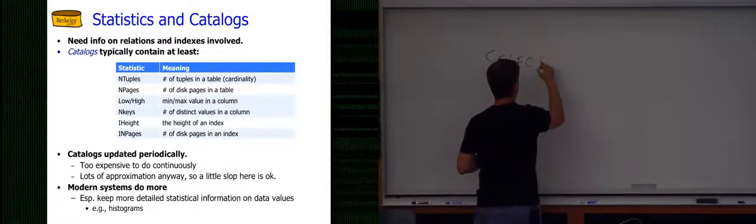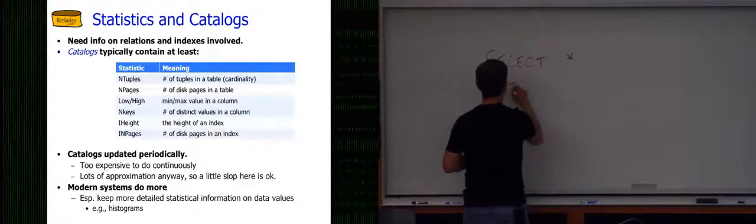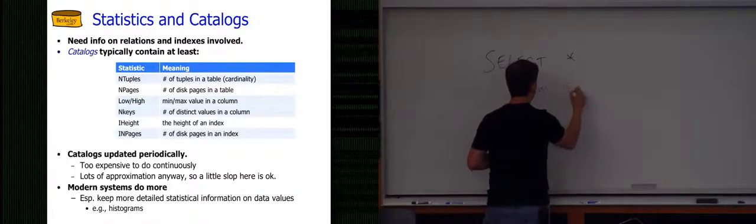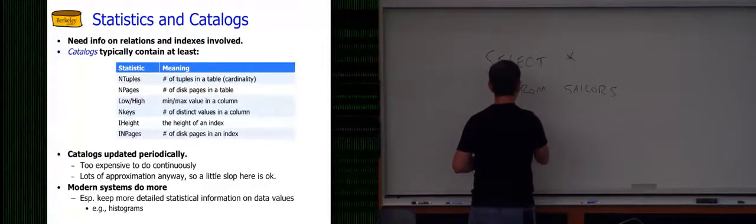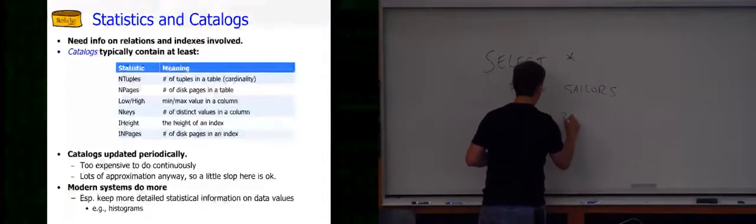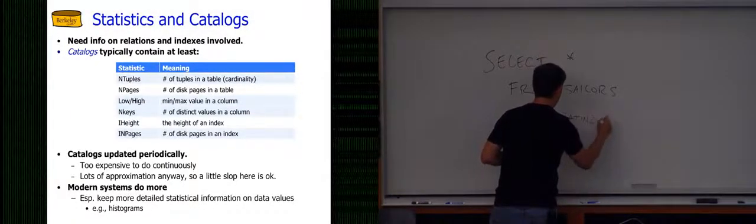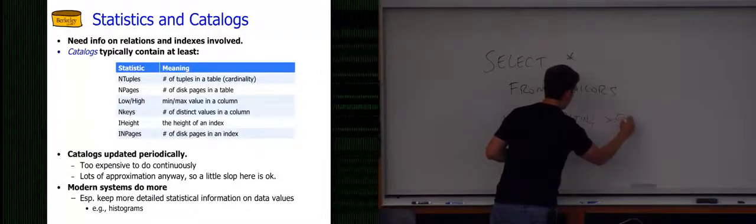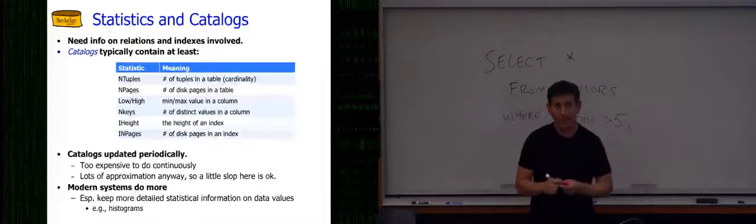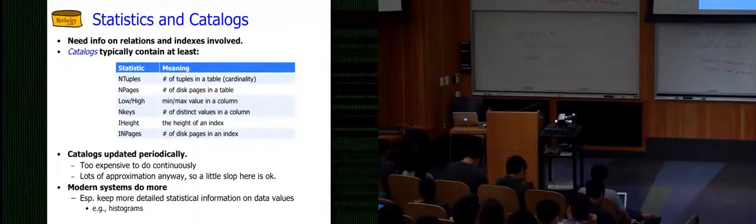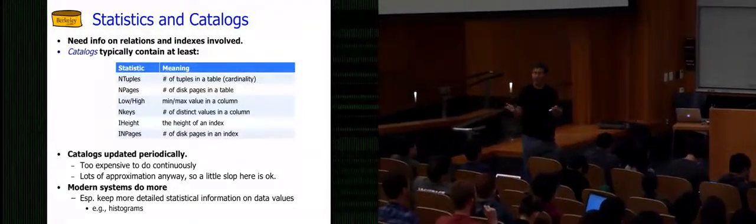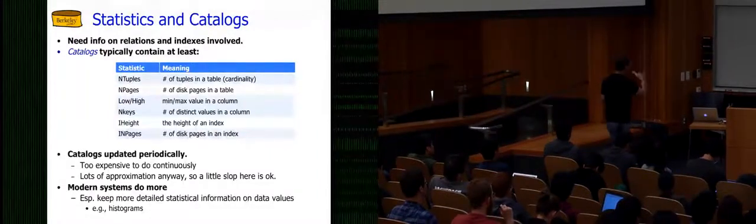Select star from sailors where rating is greater than 5. We saw this last time. And we knew that rating's minimum is 1 and maximum is 10. And there are 10 distinct values in that range, 1 through 10. Okay. Then you might say rating greater than 5, 6, 7, 8, 9, 10, is 5 of those 10 values. Okay, so we know that.